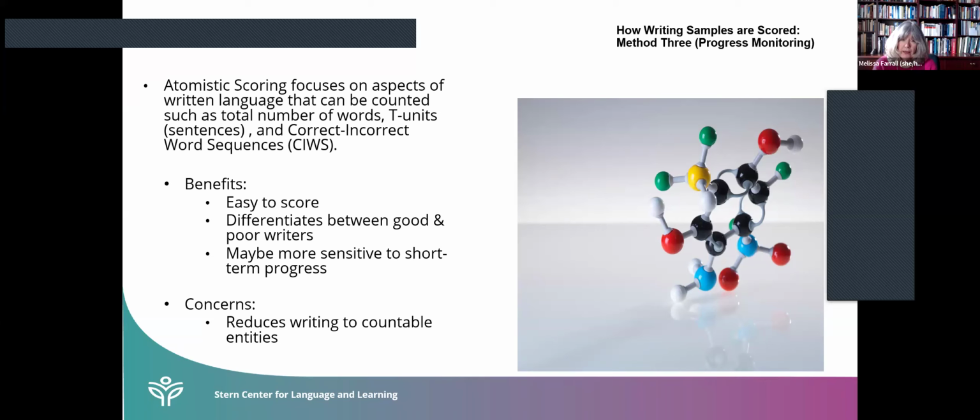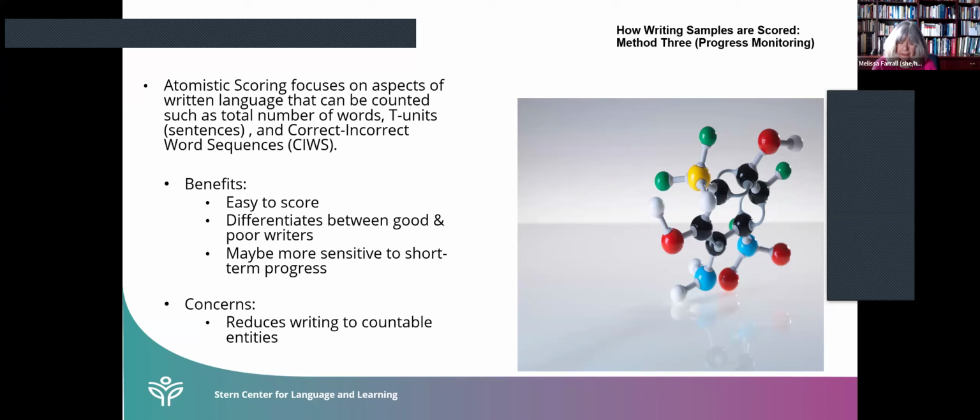It turns out that this kind of scoring actually does differentiate between good and poor writers. So we can use this progress monitoring score to kind of look at the students in our class and identify the students that are at high risk for not completing the school year on grade level. This type of scoring is thought to be more sensitive to short-term progress, meaning that we don't have to wait 2 or 3 years to retest a child, but we can rather track their progress over the course of a semester, which is something that we like to do.